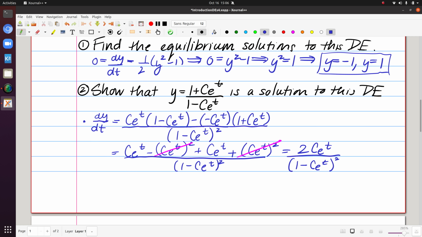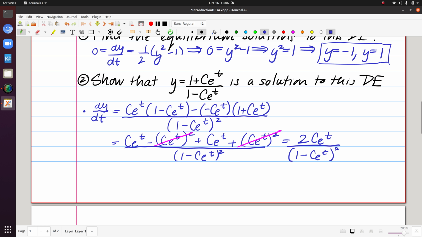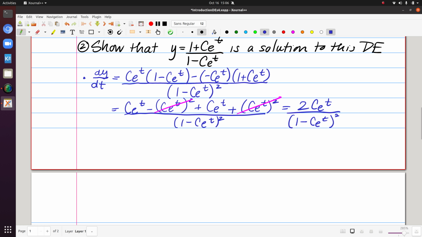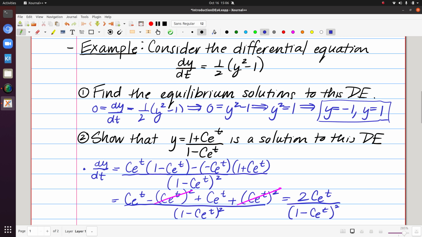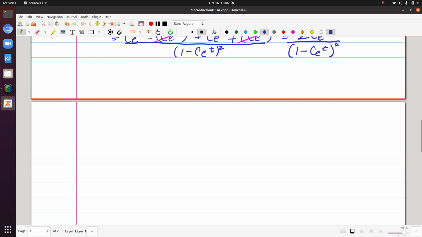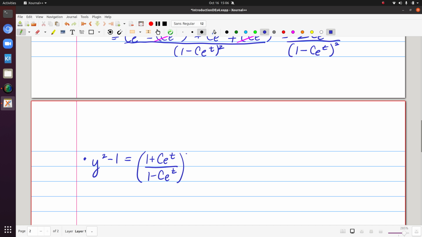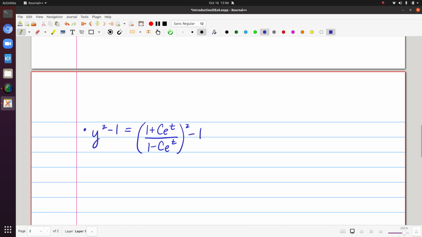So looking at that, what I now want to look at is what happens when I take the square of this function and subtract 1 and multiply that by 1/2. So what we'll be able to say here, first of all, working on the right hand side, y squared minus 1 is 1 plus c e to the t over 1 minus c e to the t, all squared, minus 1.